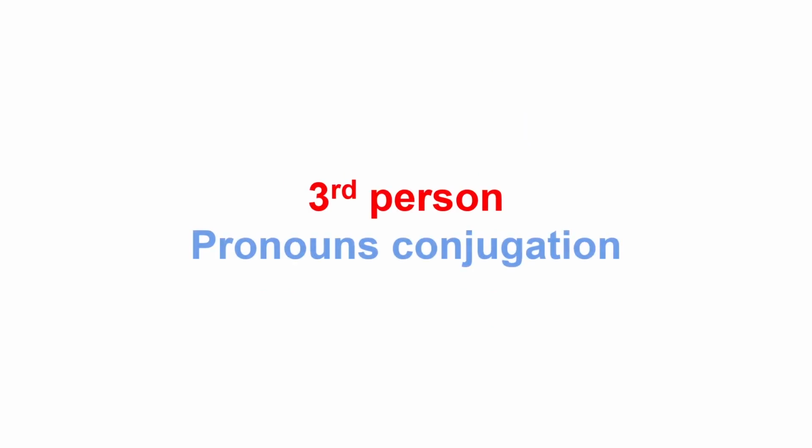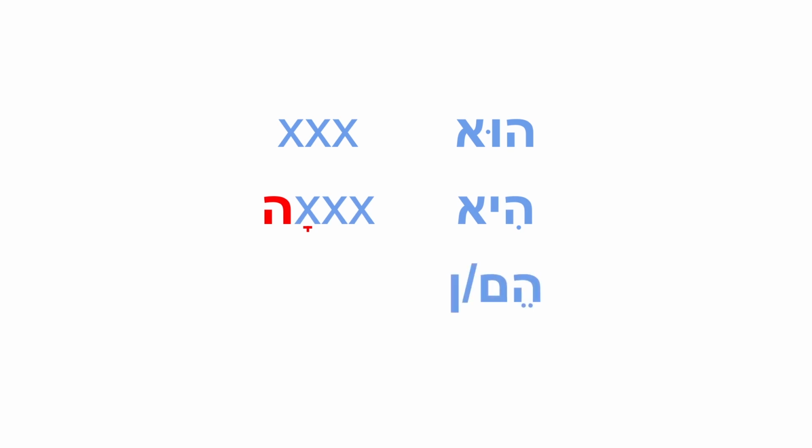Third person pronouns conjugation will always follow the name of the binyan. He will have a hey as a suffix, and the letter standing before the letter hey will have an a vowel, a kamatz. Hem and hen will always have an u suffix.